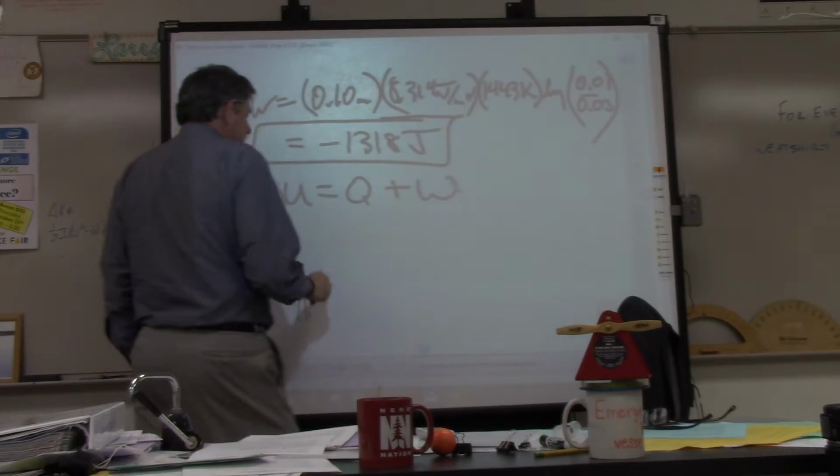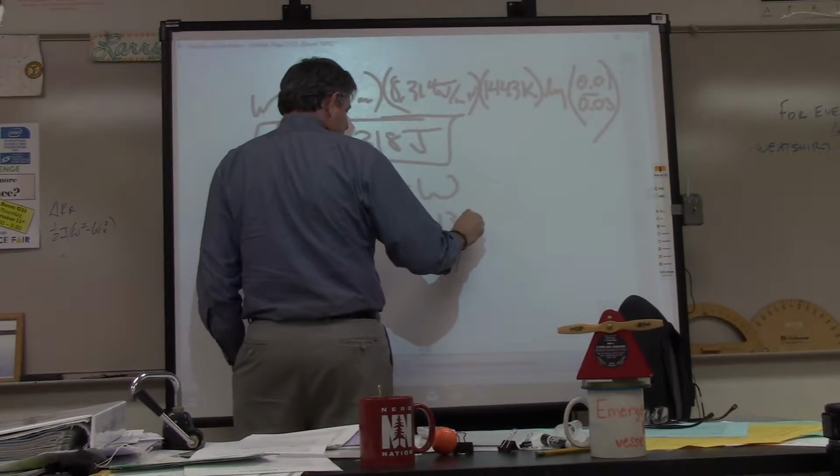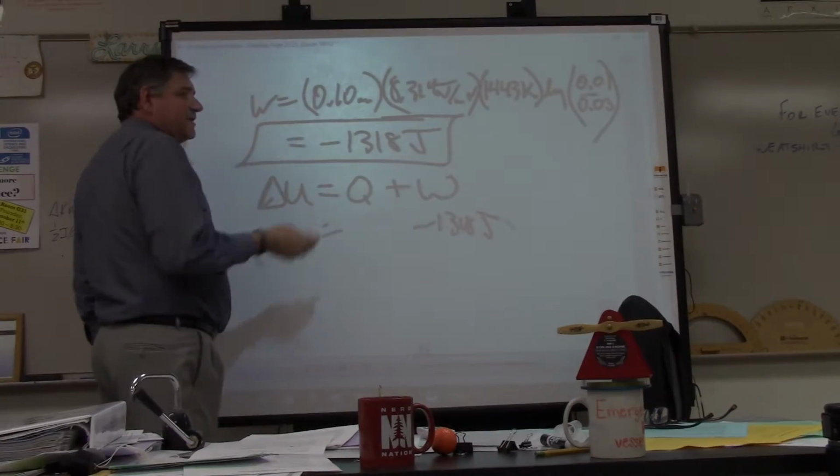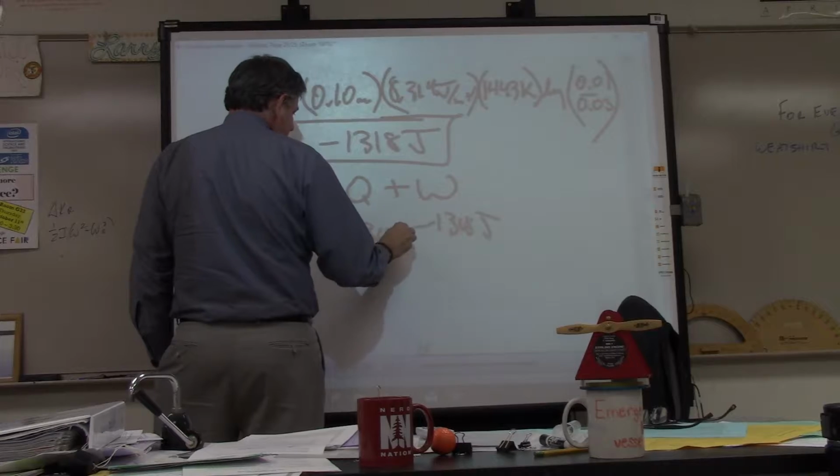So, here's the interesting thing. My work is negative 1318 joules. What's my value of Q got to be then? 1318. Oh, it's even better.